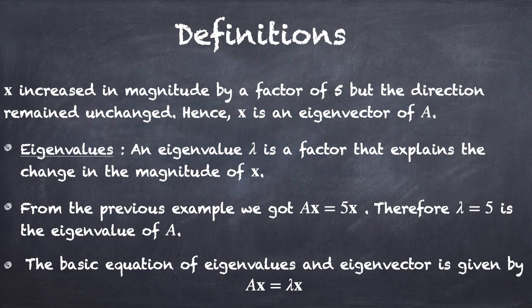All right, so yes, as we follow along with the definition, Ax equals 5x, therefore lambda equals 5 is the eigenvalue of A. And so this gives us the basic equation of eigenvalues and eigenvectors, which is Ax equals lambda x, where x would be the eigenvector and lambda would be the eigenvalue. And lambda is a scalar in this case. So just like 5 is a scalar in the example, lambda should be a scalar.